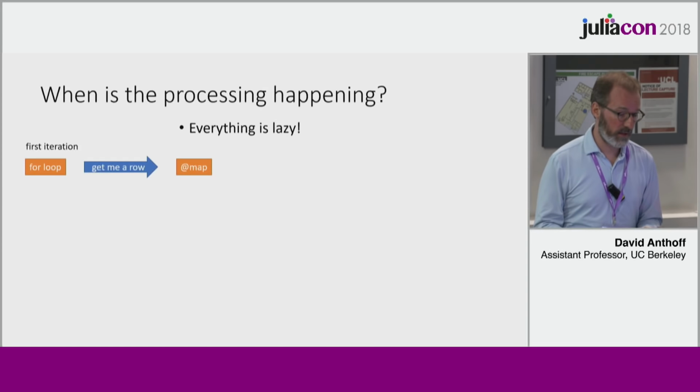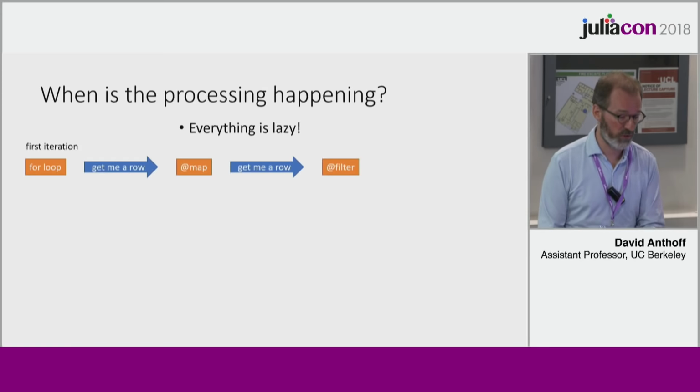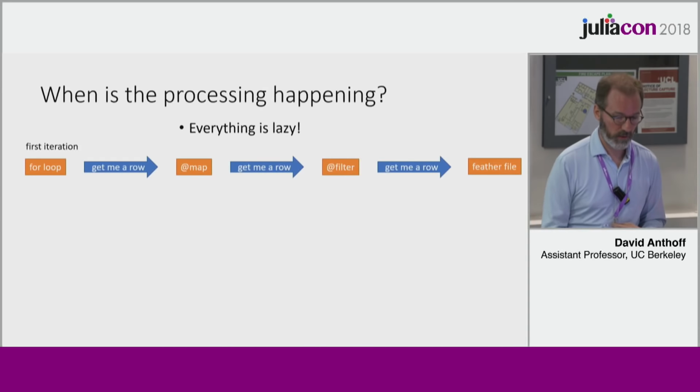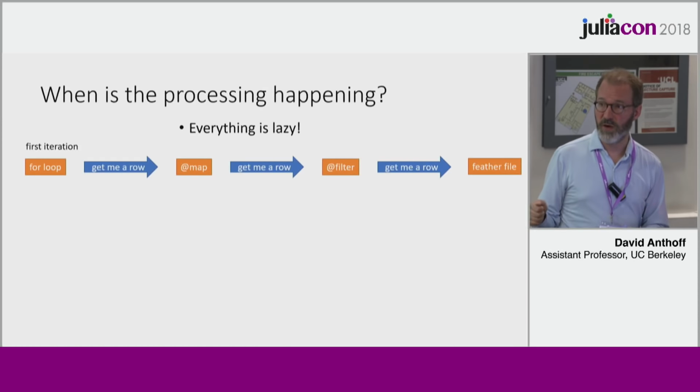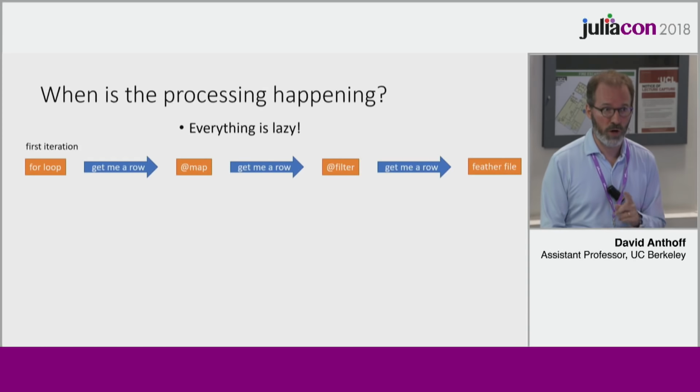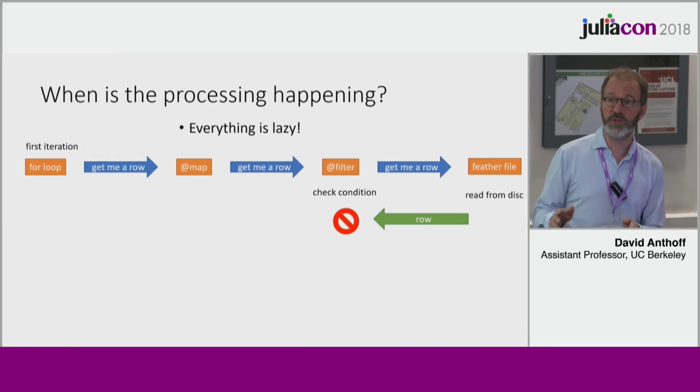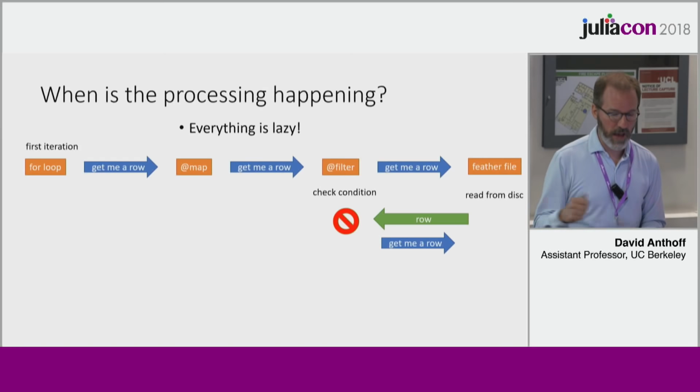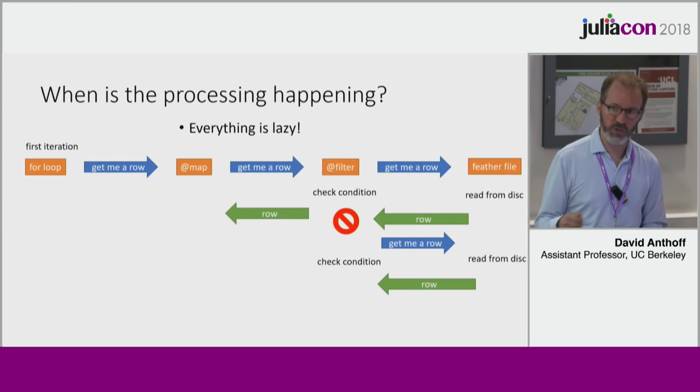The for loop is asking the instance that it got back from map, which is an iterator, for the first row. It says, give me the first row. The map iterator is now asking the filter iterator, give me your first row. The filter iterator is going to the Feather file implementation and asking, load the first row from disk. At that point, one row is being loaded from disk. That row is returned to the filter iterator, which checks the condition. It realizes the first row should not be returned, so it goes back to the Feather file implementation, asking for the second row. The second row is returned, the filter checks the condition, realizes this row is good, and returns it to the map.